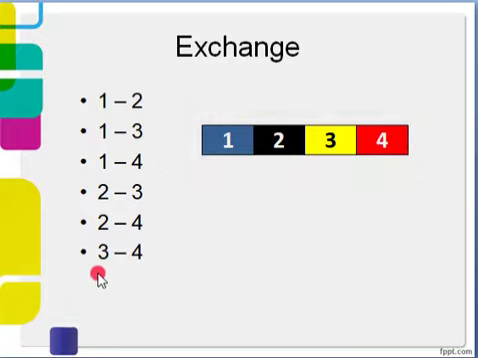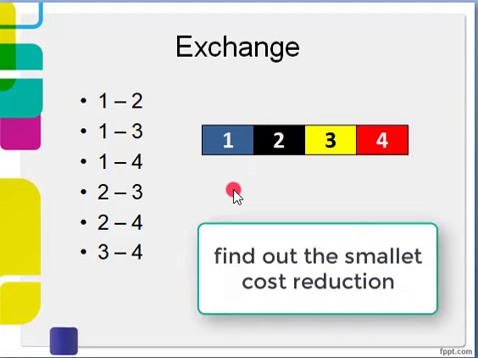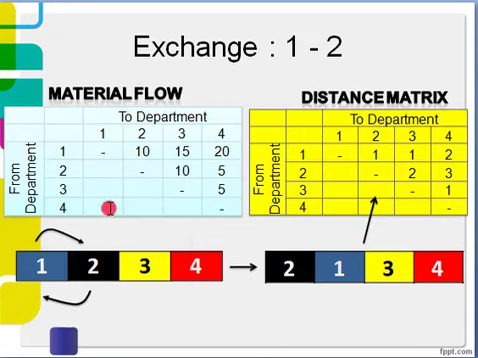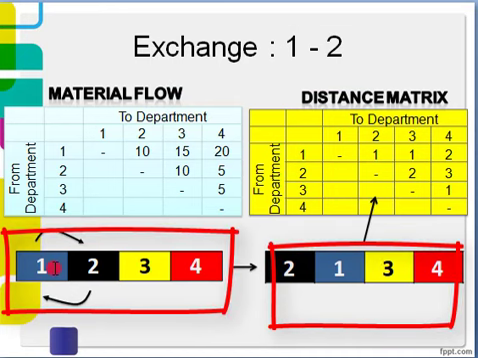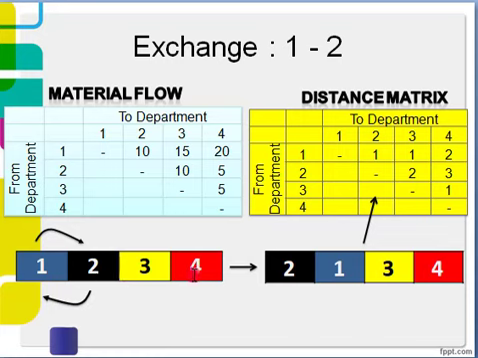Okay, these are the alternatives for exchanging departments, and of course by changing them, we have a new total cost again, and our goal is finding the smallest total cost. Now let's exchange department 1 with department 2. Now we rearrange the former layout to this one, just changing the locations of department 1 and department 2. So 1, 2, 3, 4 will be 2, 1, 3, 4.